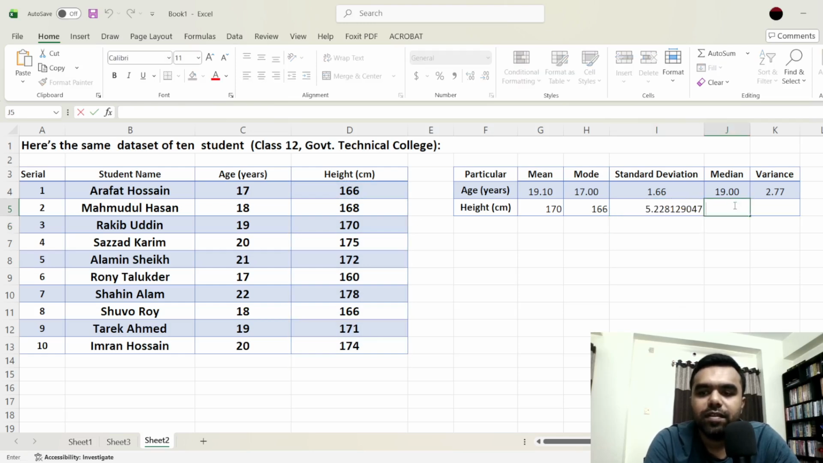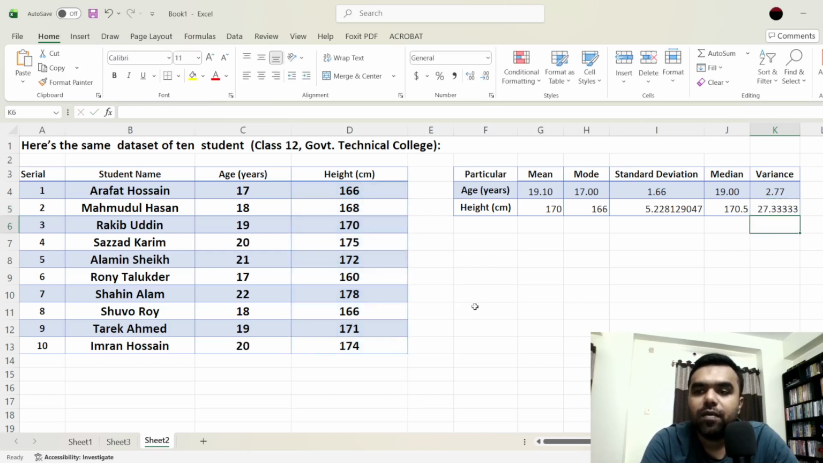Now we get the median. Equals median. We get the median 170.5. Now we get the variance equals VAR.S. We select the range of the data set.